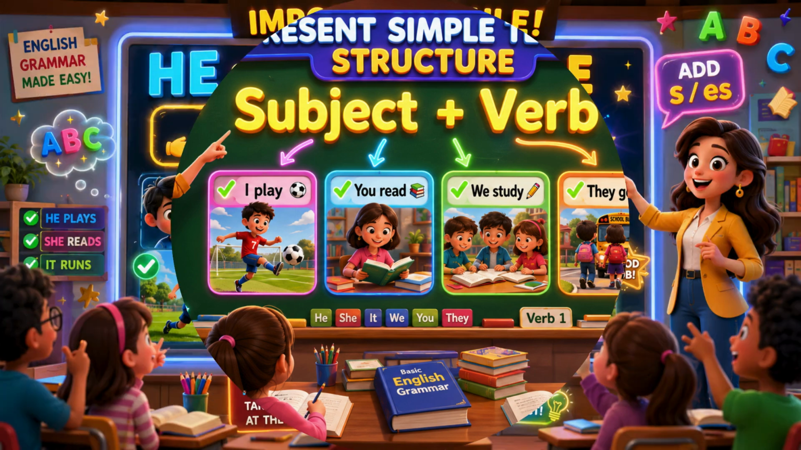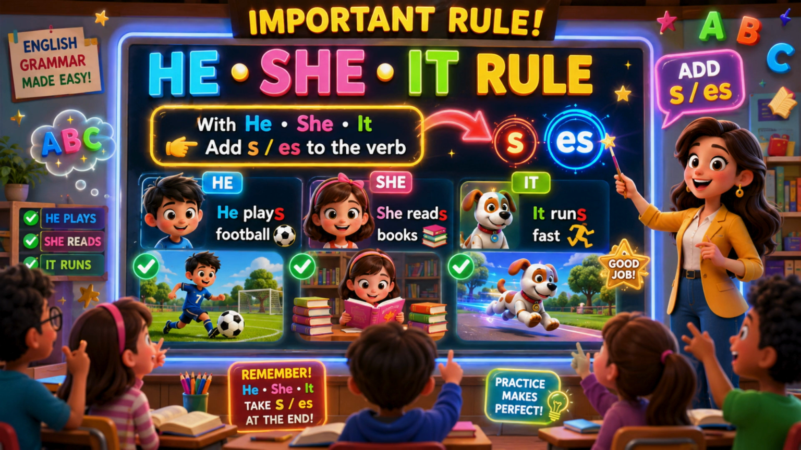Excellent, everyone. Now listen carefully because this is a very important rule in present simple tense. With he, she, it, we usually add s or es to the verb. Yes, this rule is only for he, she, and it. Let's look at some examples slowly. He plays football. Can you hear the S sound? Play becomes plays. She reads books. Read becomes reads. It runs fast. Run becomes runs. Very good.